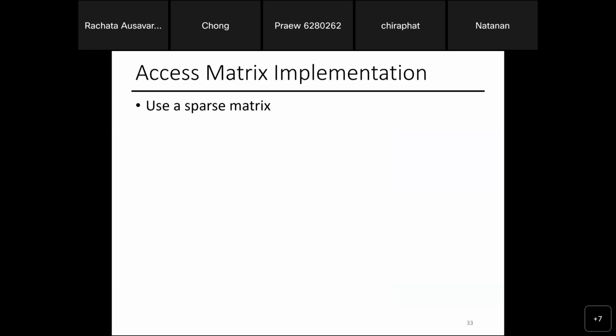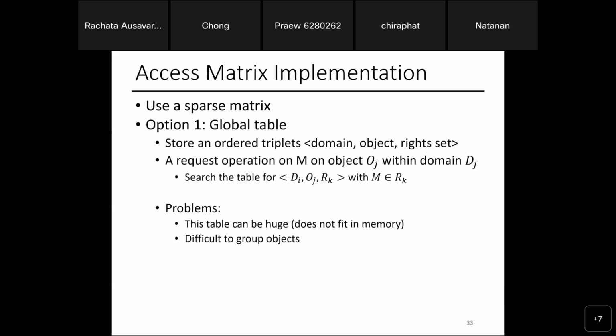All right, implementation. One thing I can do: matrix. 2D matrix. What are the downsides? I have a global table, a 2D table, right? Everyone can access that. It's probably a big matrix. So one of the big downsides, this table can be huge because in your system, there are tons of files, right? So it will not fit in memory, right? And it's also difficult to group objects together.